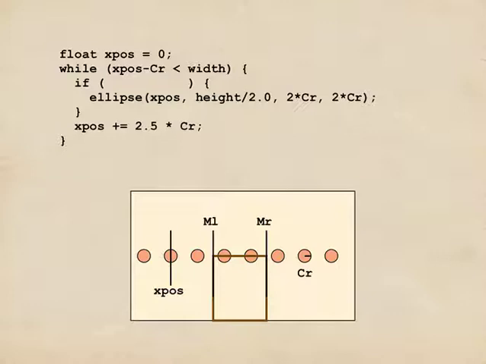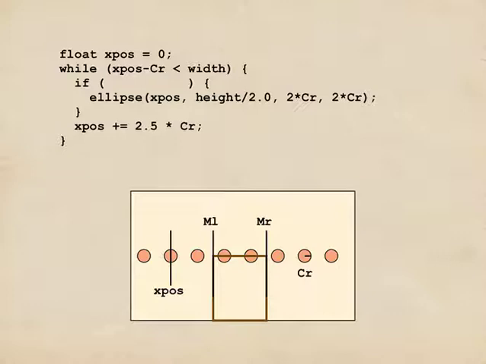You can see we have an if statement, and I'm going to fill that in with something in a moment. If the if statement is true, we draw the ellipse. Then we add to xpos and go back up to the top of the loop. So the question is, what goes into that if test? When the if is true, that's when we draw the ellipses.